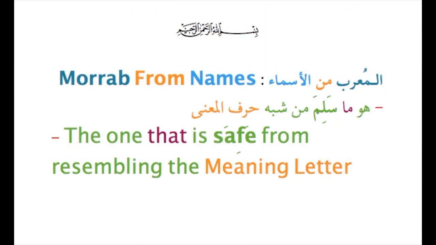With the fourth and last one, we can say that we finished the Mebni from the names. We have now the Mu'rab from the names. We can say everything else other than the 4 we mentioned is Mu'rab. Or we can say هو ما سلم من شبه حرف المعنى, the one that is safe from resembling the meaning letter. Now this is like a good definition for it.